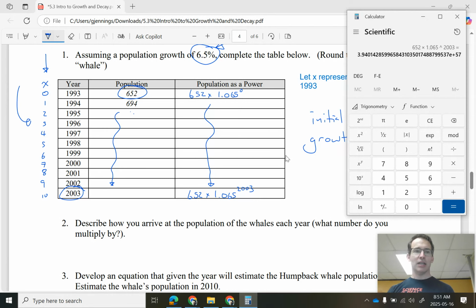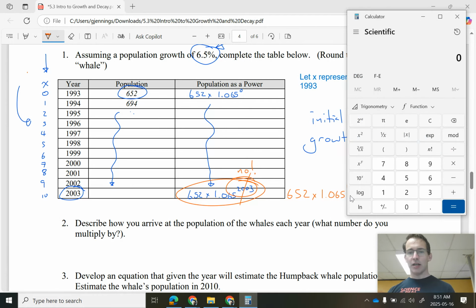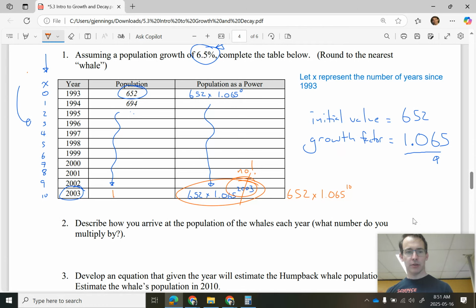Yes, very good. This is incorrect. I'm just going to highlight that this here is incorrect. And we want 652 times 1.065 raised to the 10. Clear this nonsense. Hooray! We've about doubled our whales in that amount of time, which is reasonable growth. We have 1,224 whales, sorry.